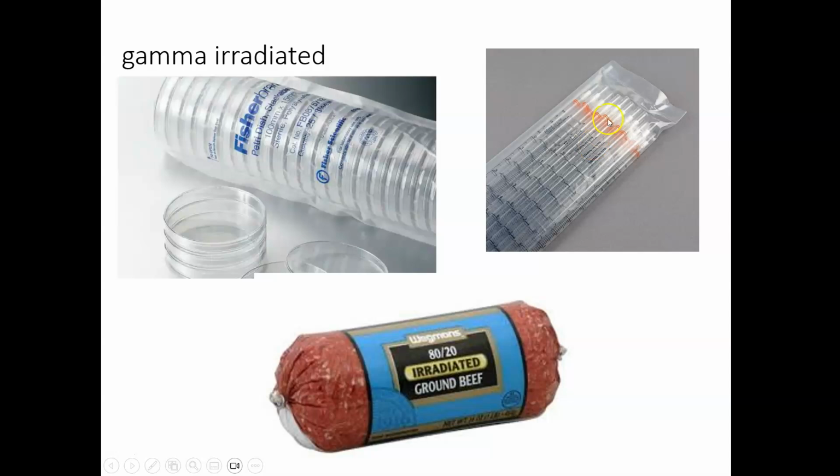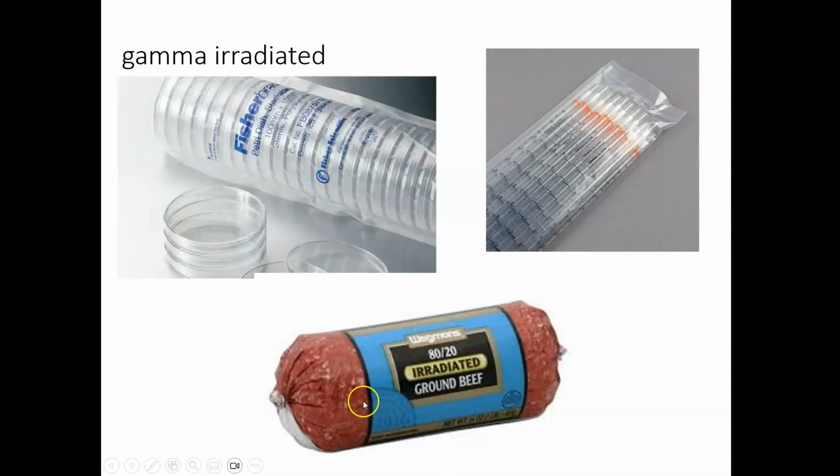Pipettes that we use in the laboratory are all gamma irradiated. They're already put in these plastic bags, and then they're sterilized. Wegmans has irradiated ground beef in the freezer section. It's just a way that some people want to buy ground beef to let it last longer.